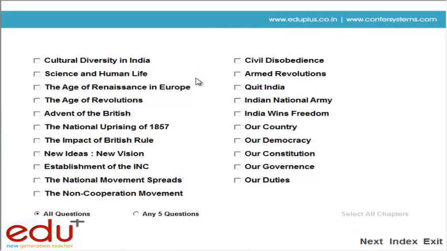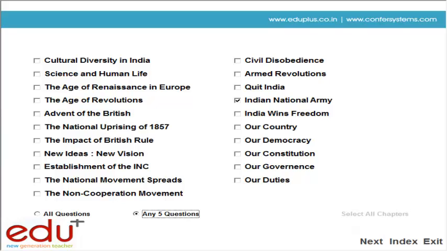In this game, we see all topic names and 2 options, which are all questions and any 5 questions. Here, we select the chapter, the Indian National Army, and any 5 questions. In this game, Aladdin is standing near a river. In this river, different color magic cups are flowing. Which color is the same as the option provided for the asked question? You have to select the right answers and select the option's color magic cup.